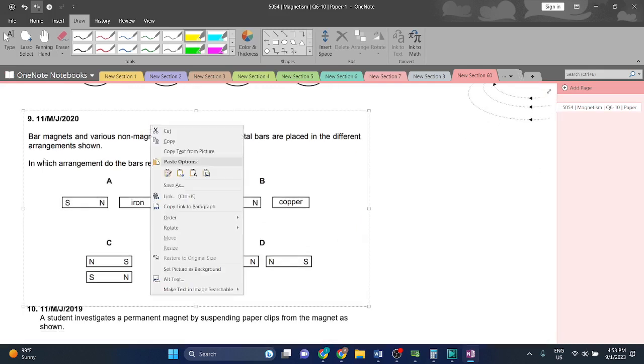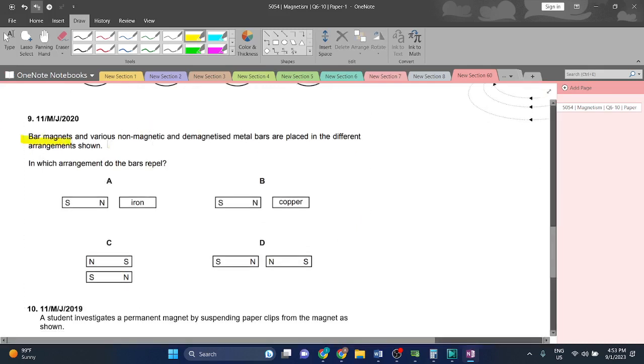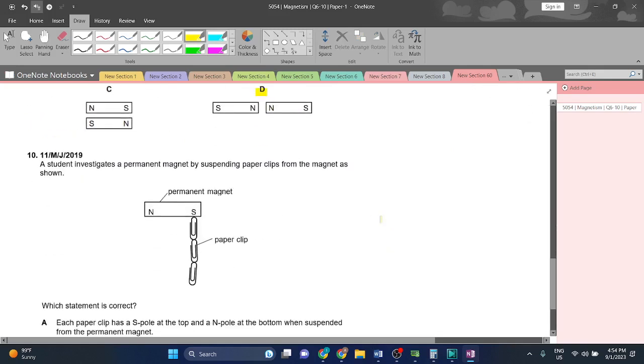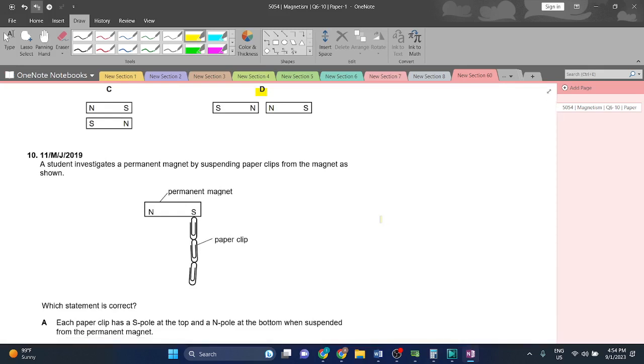Question 9 is a pretty easy answer. A bar magnet and various non-magnetic and magnetized metal bars are placed in the different arrangements shown. In which arrangement do the bars repel? Let me tell you the answer: north to north. It will of course be the answer. It is a very easy answer. Okay, let's move ahead.